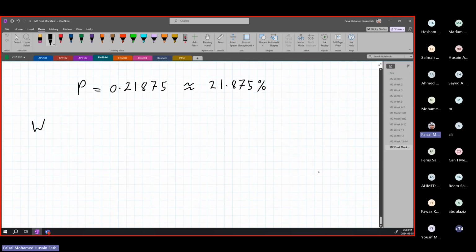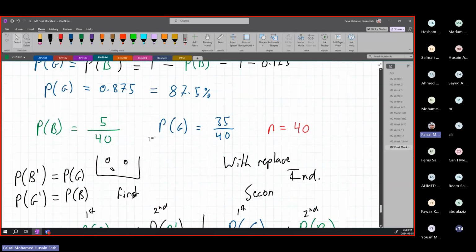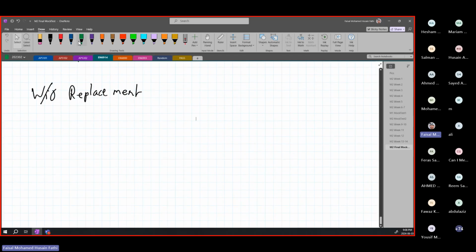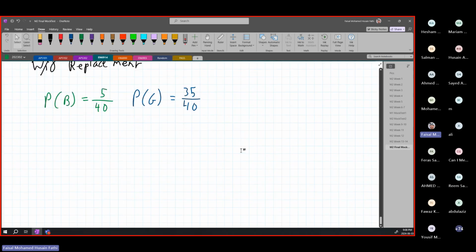What about without replacement? All right, without replacement. In this case here, our values are going to slightly change. The concept is going to be the same, but the values are going to slightly change. How so? So our first probability of bad is 5 over 40. So P of bad is 5 over 40. And the P of good is 35 over 40. All right. This is for the first choice.